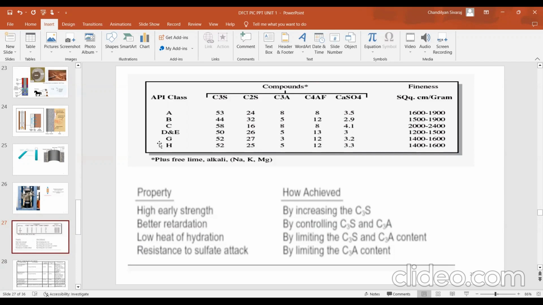So if you want a better retardation, that is D, then you will be going for C3S and C3A. You will control both of these, this and this one. Bring this and this less, it becomes class B. Low heat of hydration, then you will say D and E is low heat of hydration. That is by limiting the C3S and C3A compounds, both this value and this value.